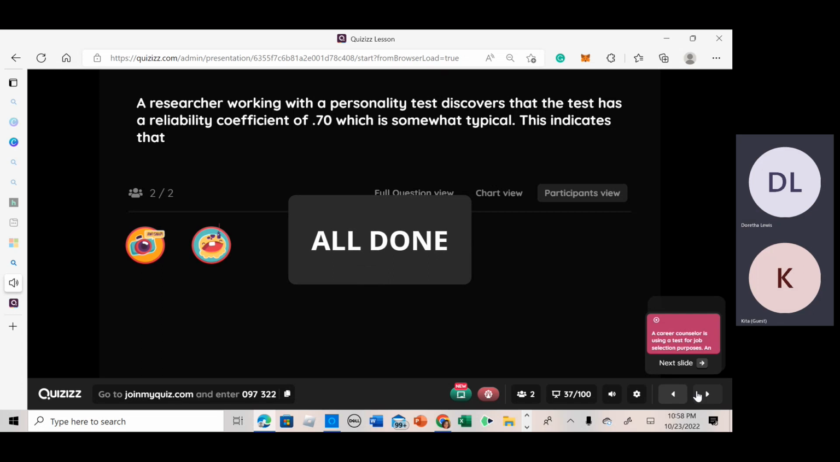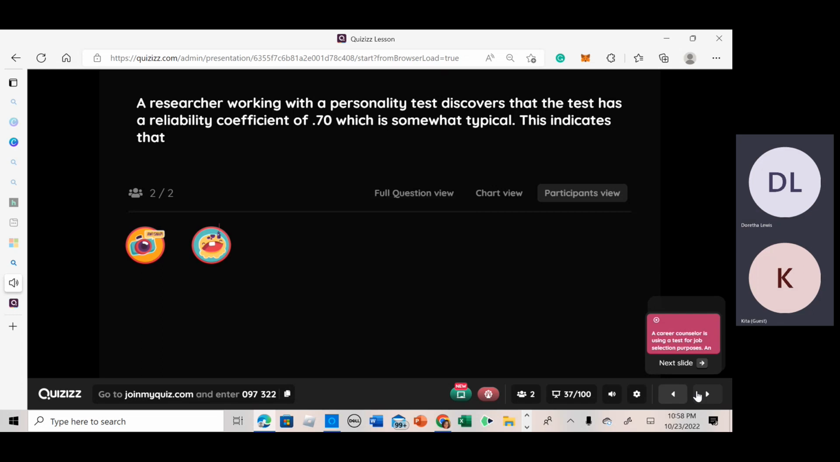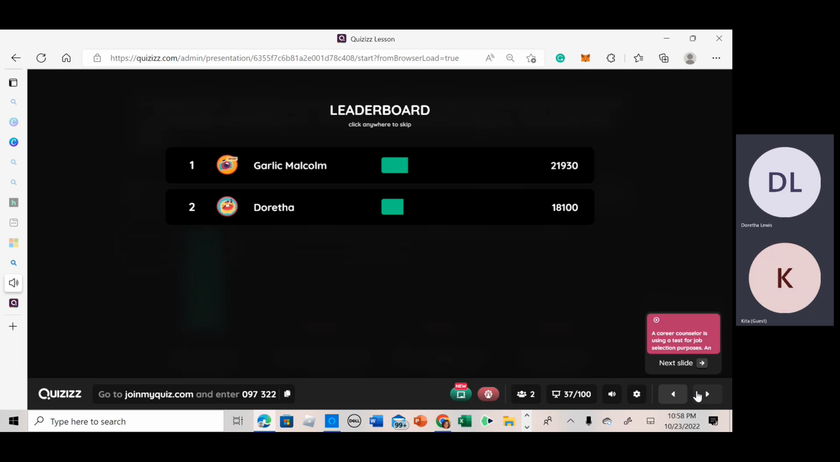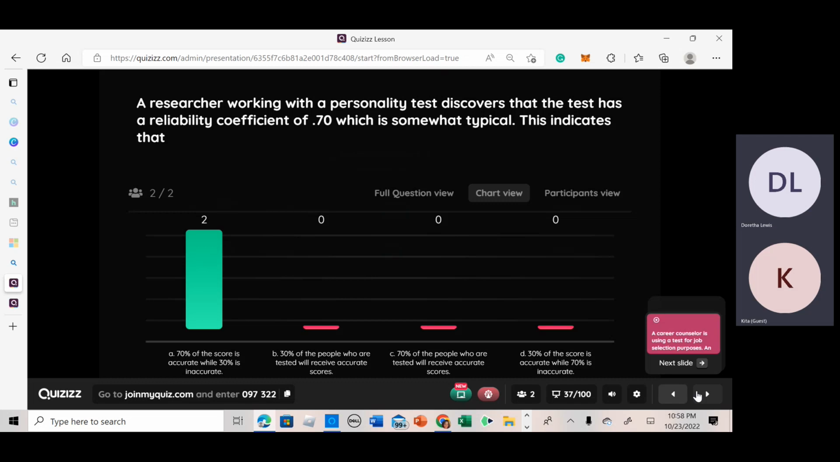A researcher working with a personality test discovered that the test has a reliability coefficient of 0.70, which is somewhat typical. This indicates that A, 70% of the score is accurate, while 30% is inaccurate.